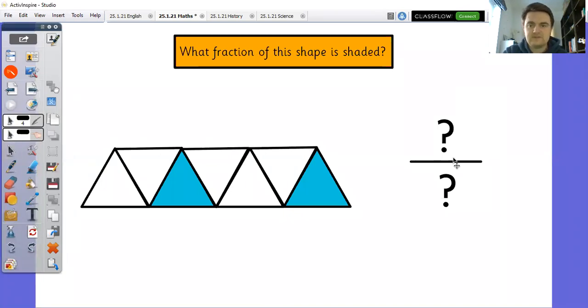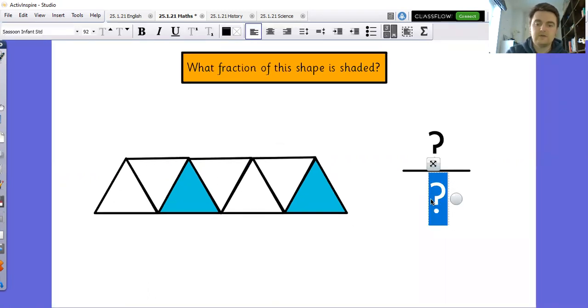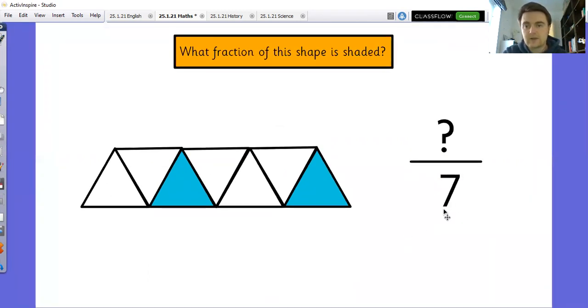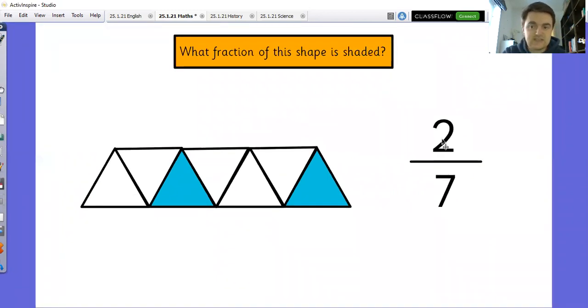What fraction of this shape is shaded in? Now, I always start with the denominator personally. I ignore all of the shading and I have a look and see, right, how many equal parts is this shape split into? So 1, 2, 3, 4, 5, 6, 7. This shape's been split into 7 equal parts. Now I can look to see how many of them are shaded in. 1, 2. I can fill in my numerator. 2/7 of that shape is shaded.